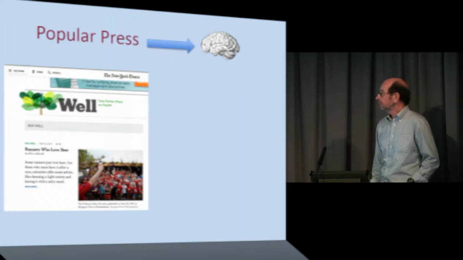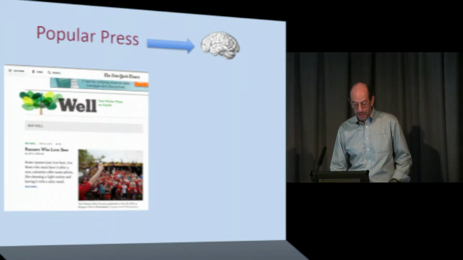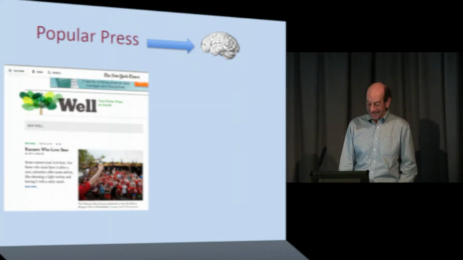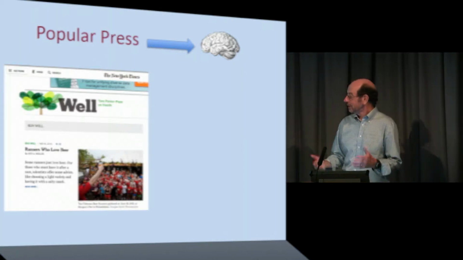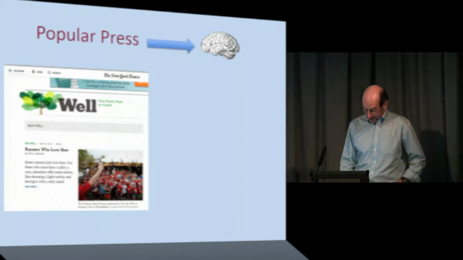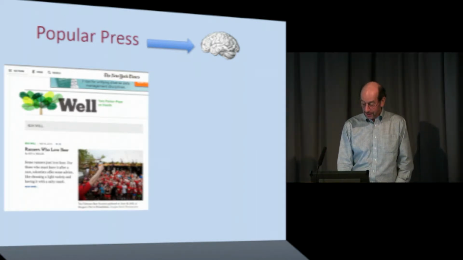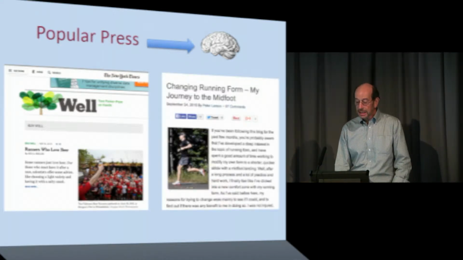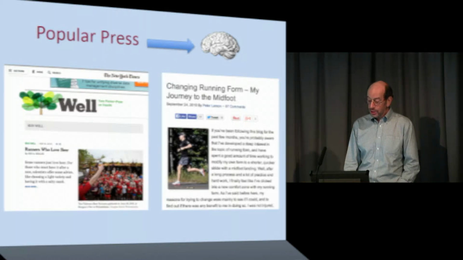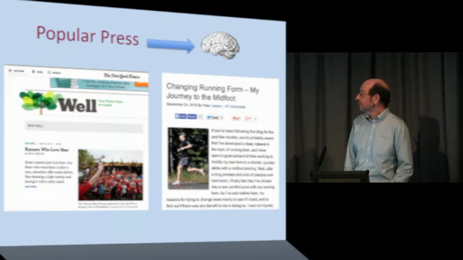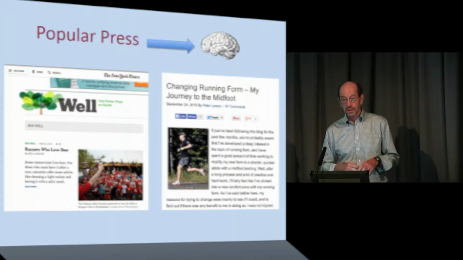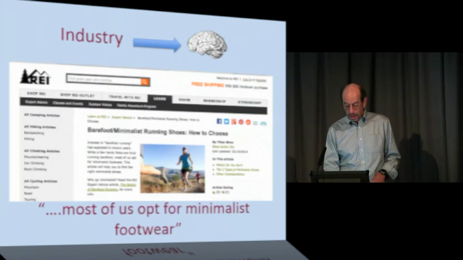So let's look at the popular press. There's the Well blog from the New York Times, for example. This is a great one. This is about runners who love beer. And it's how to, when to, if to, what to drink in relation to your exercise. More to the point that we'll be talking about later, here is a blog, Changing Running Form, My Journey to the Midfoot. This is about a runner who decided that he really did want to change his running style in a manner that we will discuss a little later on.